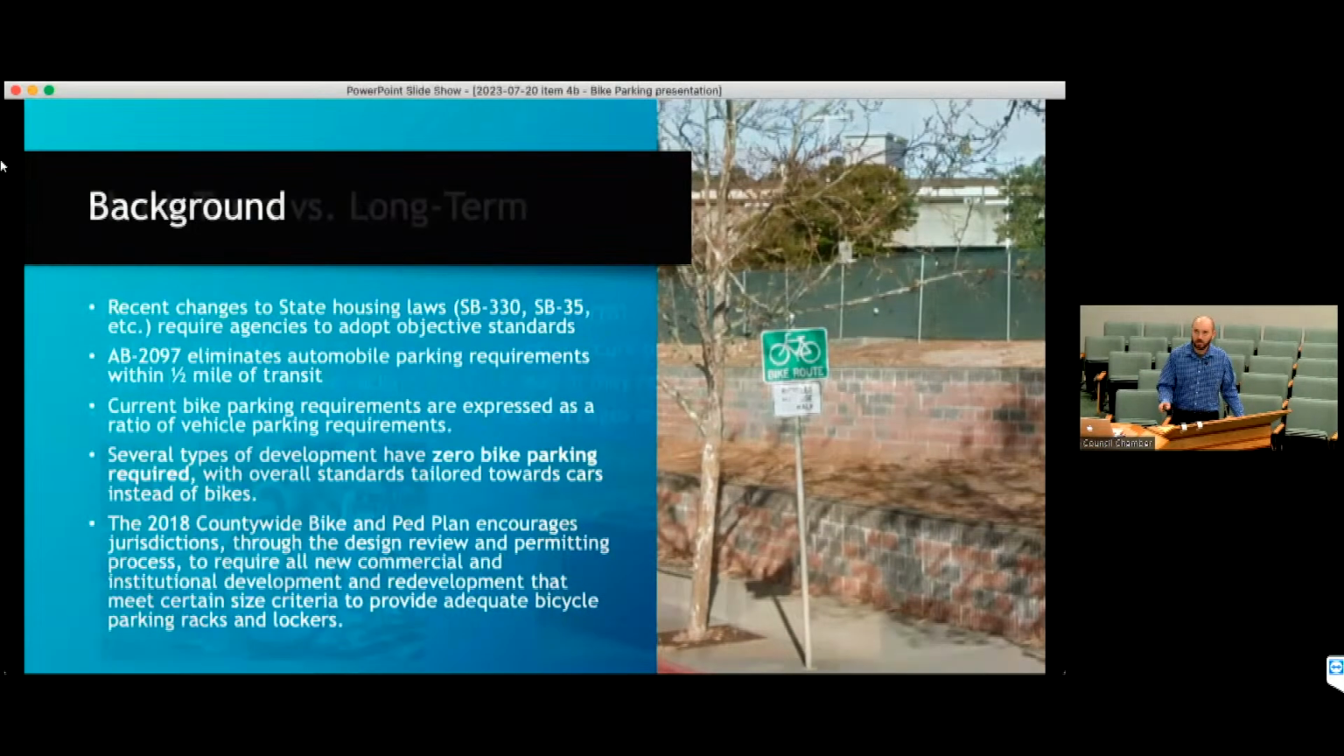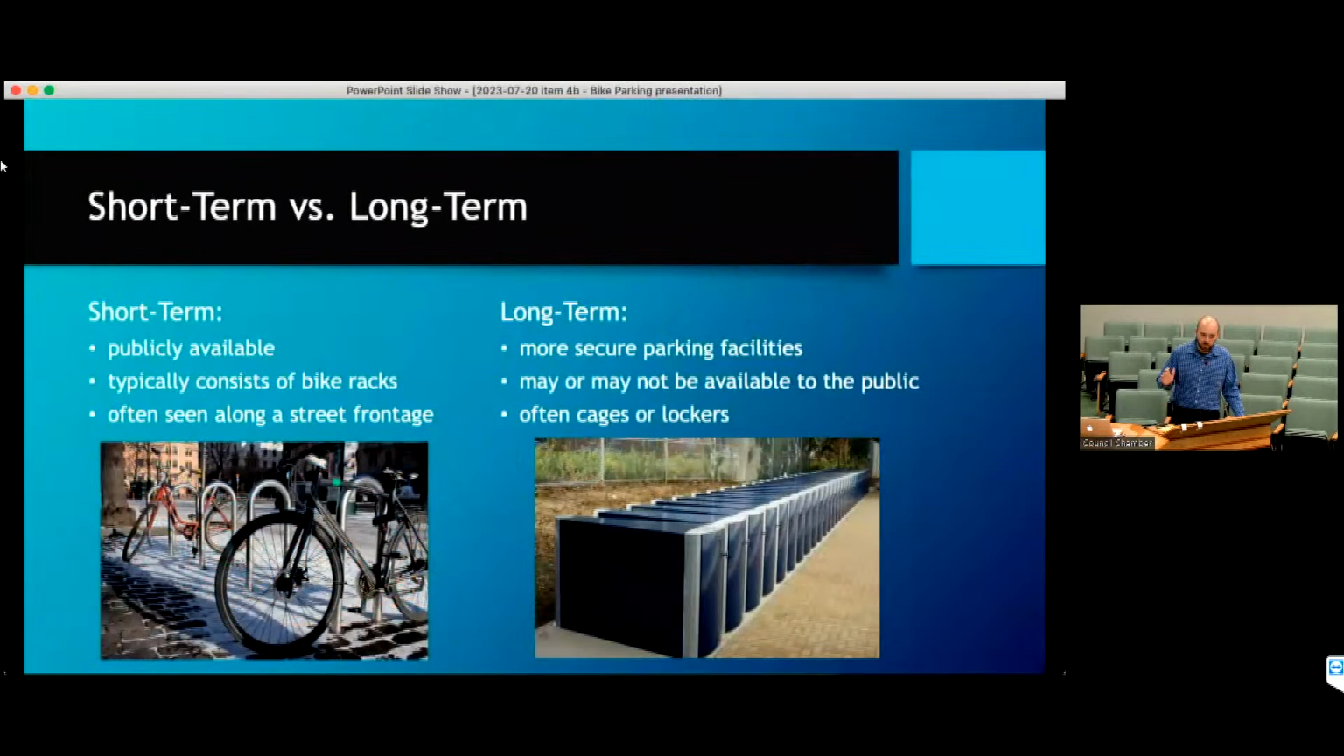So on the staff report, there's that chart that shows kind of the proposed numbers. We're going to go through all those specifically, one by one, and see what it means in practice. But first, I want to clarify, short-term is referring to publicly available bicycle parking, whereas long-term is not necessarily available to the public. In an office context, it could be for only the workers. Residential, it could be for only residents. It's often a cage or a locker. It has to be secure to really be defined that way.